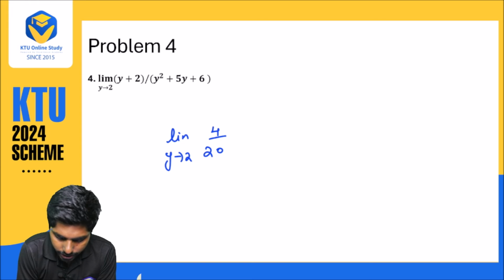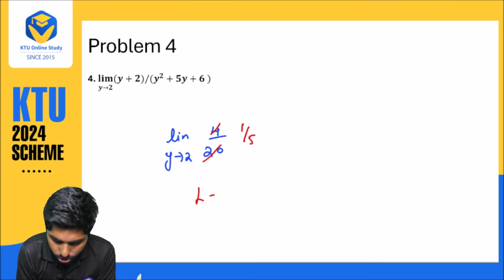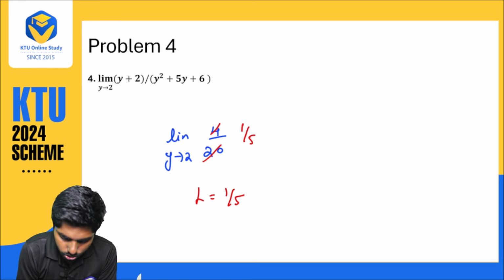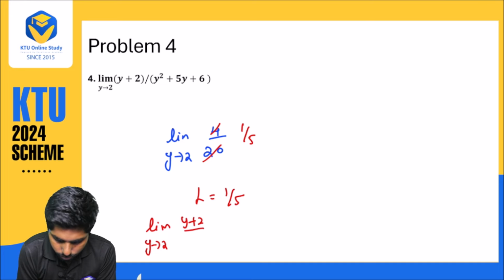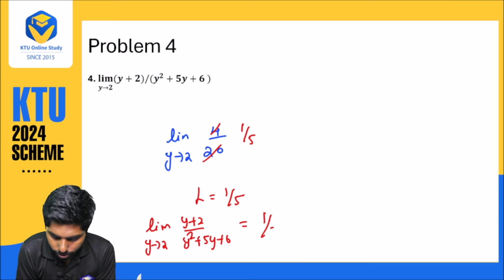So what is the thing? We can cancel. So we will be getting 1 divided by 5. So our L value is equal to 1 divided by 5. So we can say limit y approaches 2, y plus 2 divided by y square plus 5y plus 6 is equal to 1 by 5.